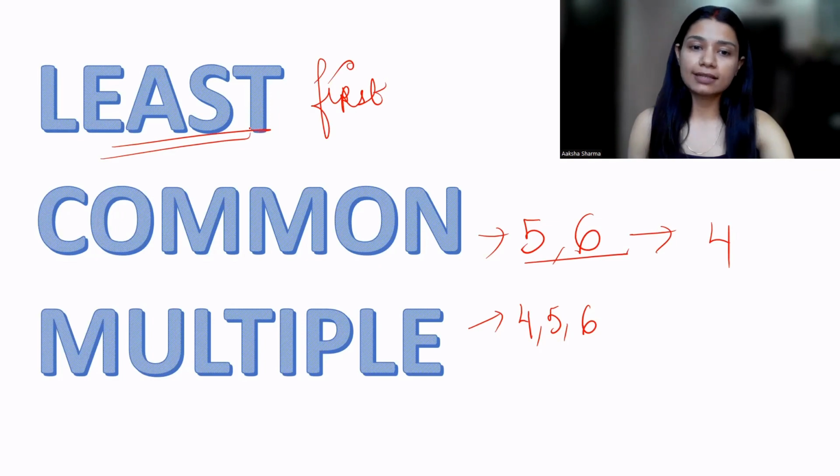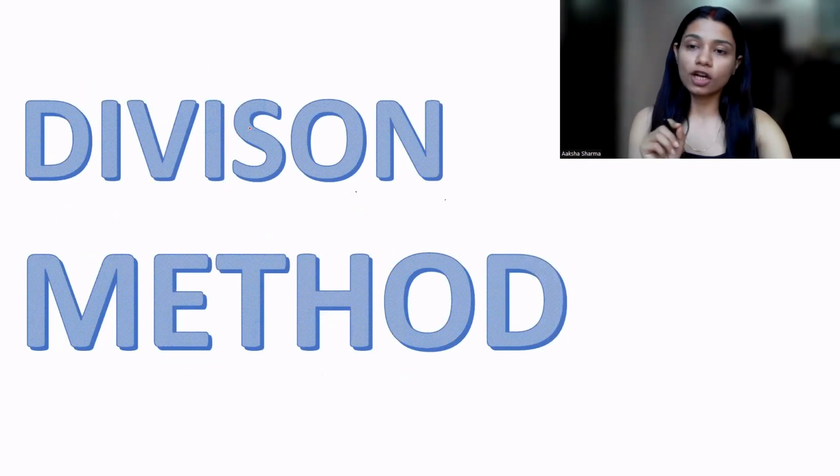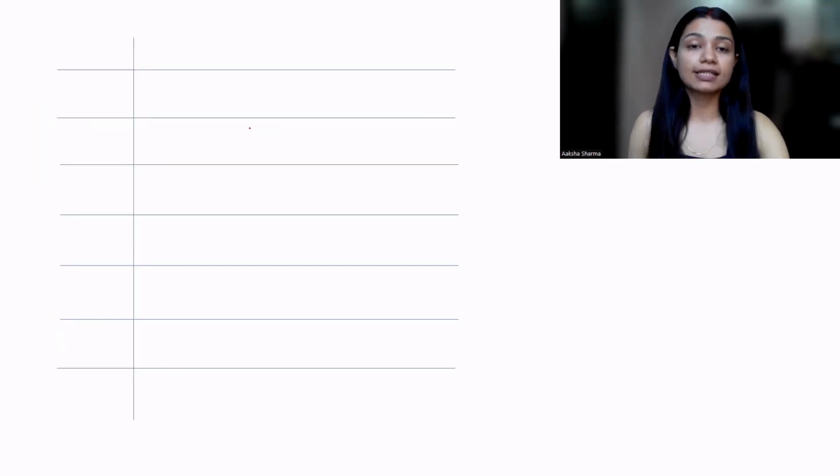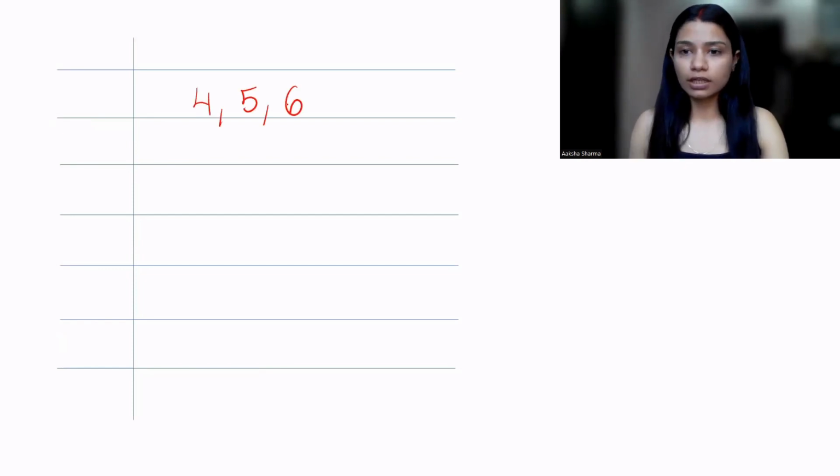But finding out LCM is not that lengthy if you know the division method. So I will teach you a division method which will help you in finding out LCM super easy. So if after reading a puzzle or a question, you know that this is a question of LCM, how can you find out LCM of those three numbers? Write down all the three numbers whose LCM you need to find out. Then you will start writing the numbers from 2.